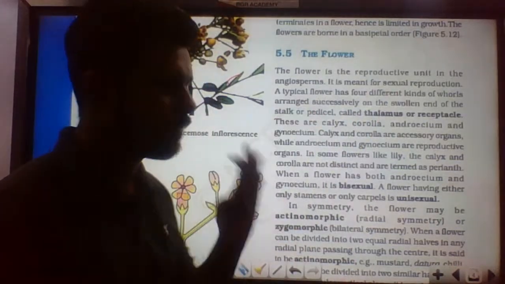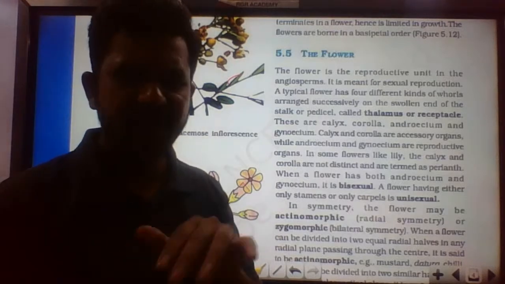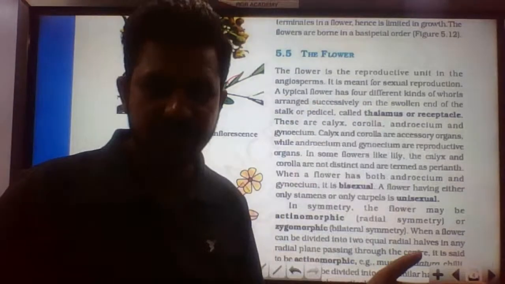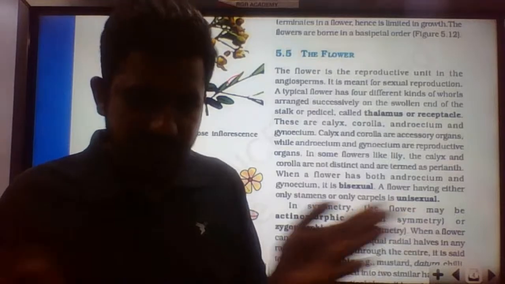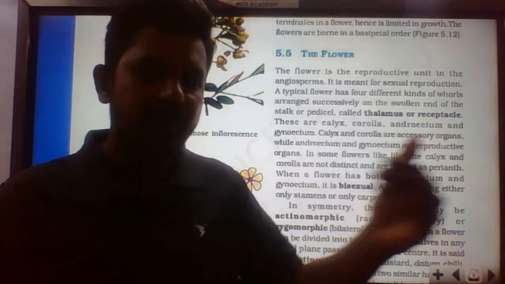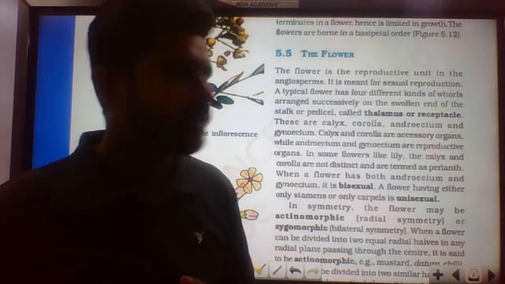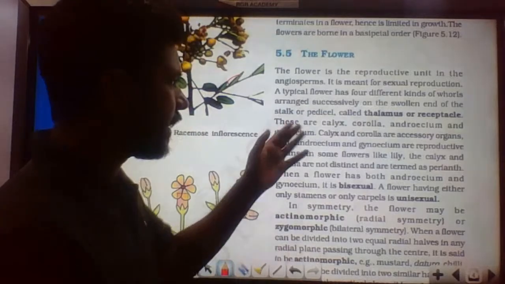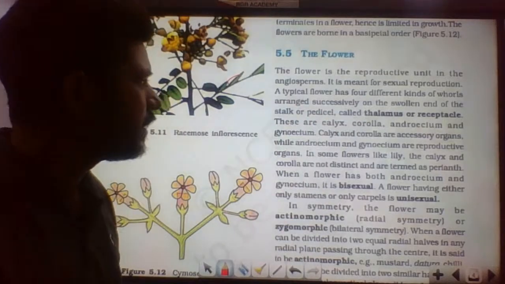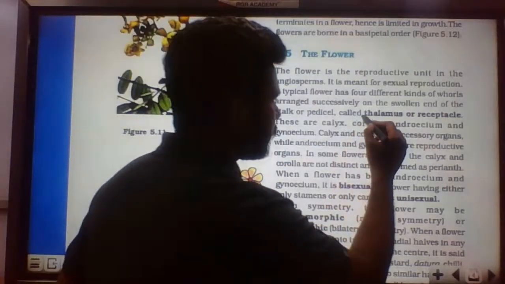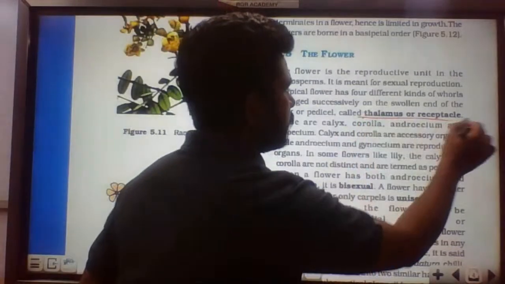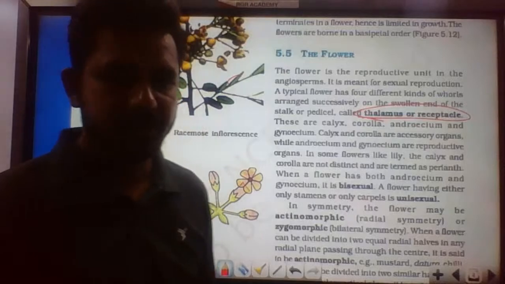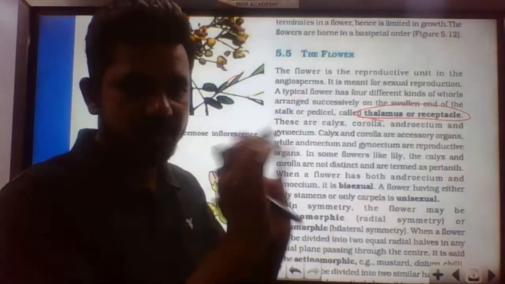A typical flower has four different kinds of whorls. It's very important because among these four, two are very important structures. One is gynoecium, another is androecium, and these two are the reproductive parts, and the other two are accessory structures. Let me discuss one by one. A typical flower has four different kinds of whorls arranged successively on the swollen end of the stalk or pedicel, that is called thalamus. The stalk-like structure is called thalamus or receptacle. From here, the four kinds of whorls are produced.